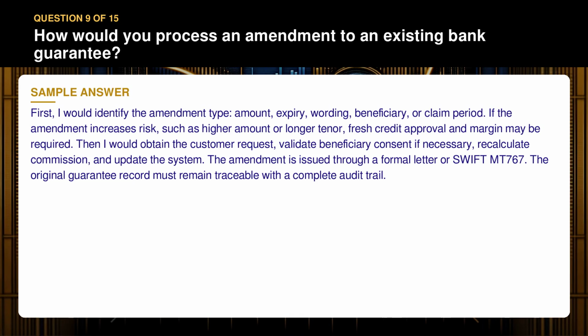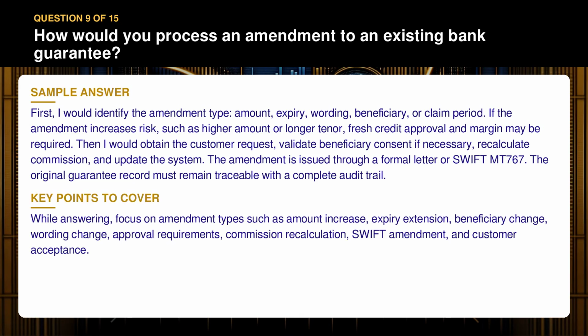First, I would identify the amendment type: amount, expiry, wording, beneficiary, or claim period. If the amendment increases risk, such as higher amount or longer tenor, fresh credit approval and margin may be required. Then I would obtain the customer request, validate beneficiary consent if necessary, recalculate commission, and update the system. The amendment is issued through a formal letter or SWIFT MT 767. The original guarantee record must remain traceable with a complete audit trail.